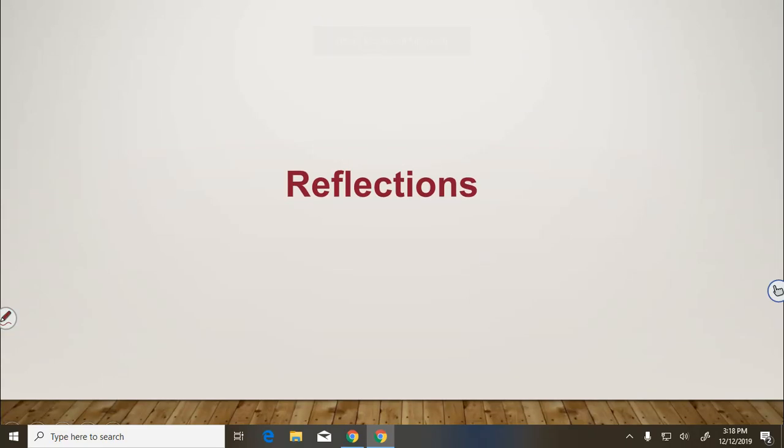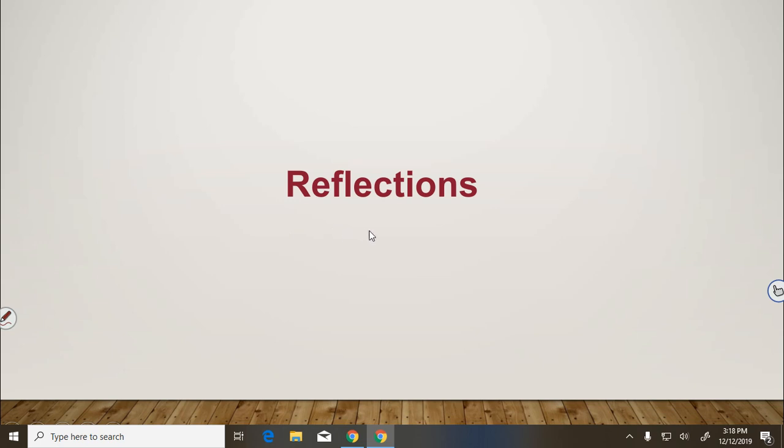Hey gang, today we're going to be checking out another type of transformations called reflections. So yesterday we worked on translations, and that's like a slide. You're moving things up, down, left and right, sliding it or translating it across the coordinate plane. Today we're looking at reflections, which is exactly like it sounds.